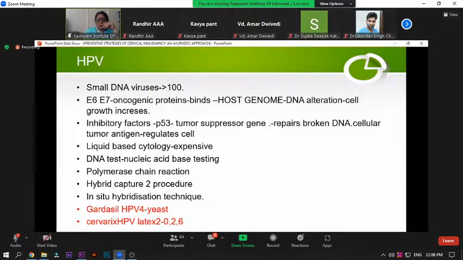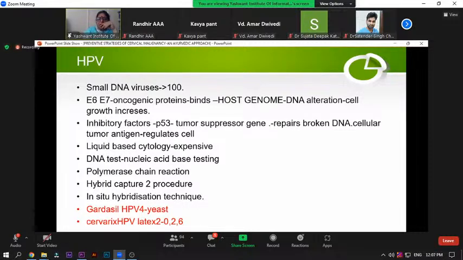And two vaccines are also available, Gardasil and Cervarix. These are given before the first sexual intercourse. But the question is, only 95% of the cervical cancers which are HPV related will be prevented with this vaccine. If there is any genetic predisposition, that cannot be prevented.